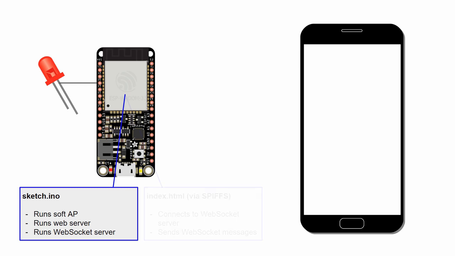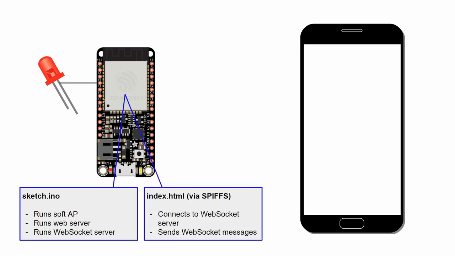We'll upload our HTML document directly to the ESP32 using the Serial Peripheral Interface Flash File System, or SPIFFS for short. This HTML page will be very simple, something with some text, a button, and a basic graphic to show the state of the LED. It will instruct the browser on our phone or computer to connect to the ESP32's WebSocket server and send WebSocket messages whenever the button is pressed.